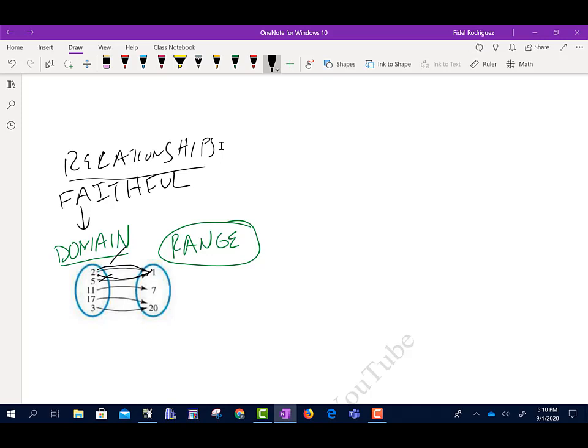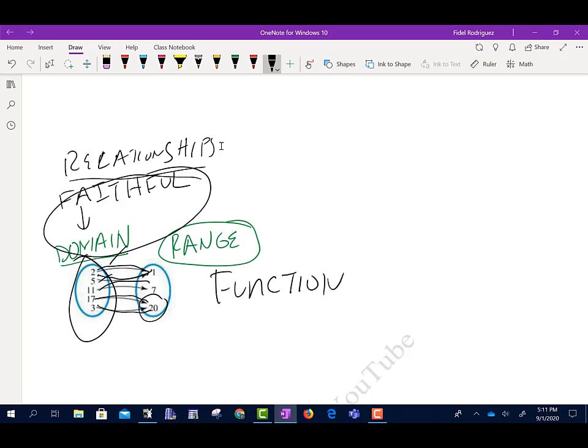Same thing with 5. 11 is going to 7, not cheating. 17 is going to 20, not cheating. 13 is going to 20, not cheating, right? So you might say, well, look, these guys are. I'm not concerned about these guys. In order for it to be a function, the ones that have to be faithful are the domain. So here we would say this is a function because everybody here is being faithful.